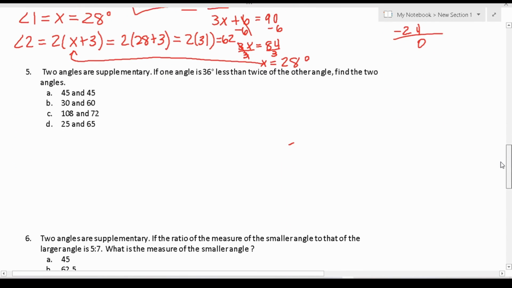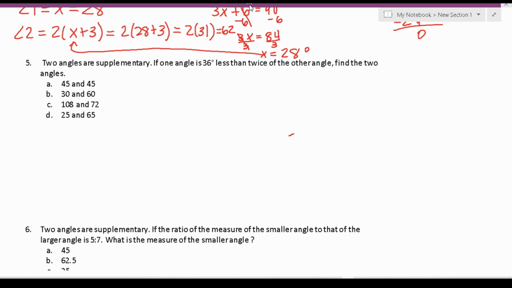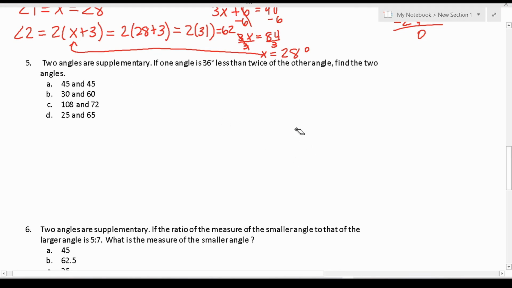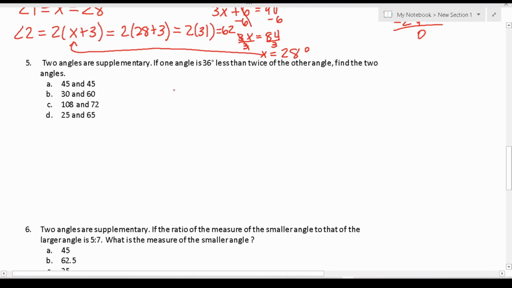All right, let's take a look at number 5. It says 2 angles are supplementary. If one angle is 36 degrees less than twice of the other angle, find the 2 angles. And let me get rid of this little mark right here real quick. So again, we know we're dealing with supplementary angles. So to start, I'm going to write this down. Measure of angle 1 plus the measure of angle 2 is going to be 180 degrees.